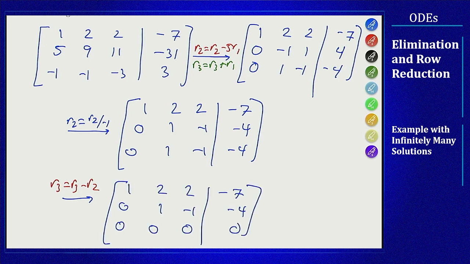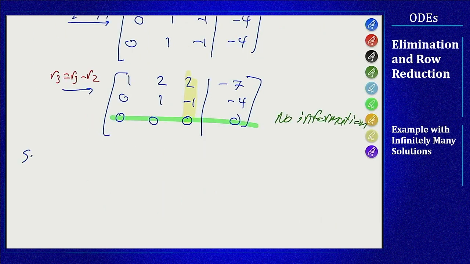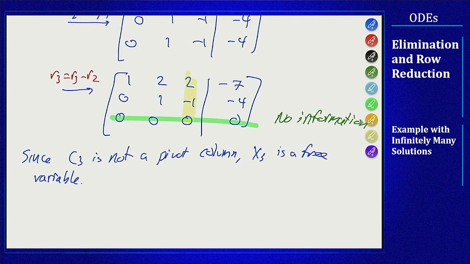What does that mean? Well, that last equation now says 0 equals 0, so it tells us nothing. This third equation gives us no information. It also means that column 3 is not a pivot column. There is no leading entry in column 3. Therefore, column 3, or x3, is a free variable. So since column 3 is not a pivot column, x3 is a free variable. What does that mean? Well, it means that it can be anything.